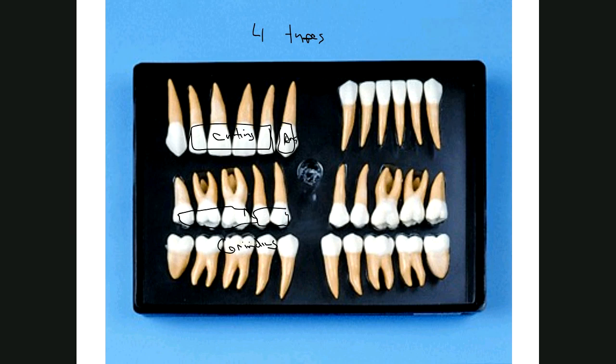Well, each of these types of teeth have their own name. We have incisors. So the incisors are the ones that look like knives, or they look like blades. And there's 4 of them.